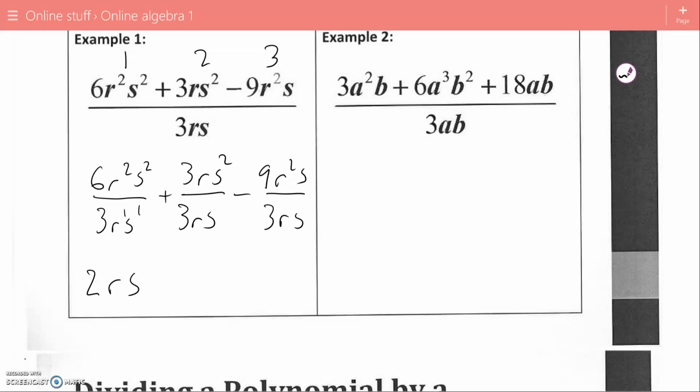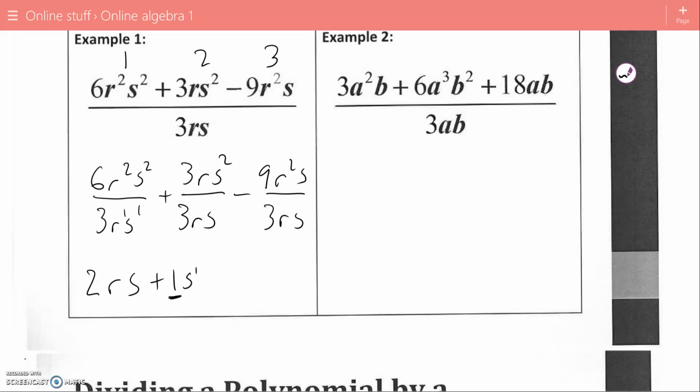My next part, I divide 3 divided by 3, which gives me plus 1. R divided by R, there are no R's left over, so I don't write it. And then S squared over S, which gives me S to the 1. Now this 1 here is not needed. It is a placeholder because it has something there. However, if you leave it, that is correct as well, with or without the 1.